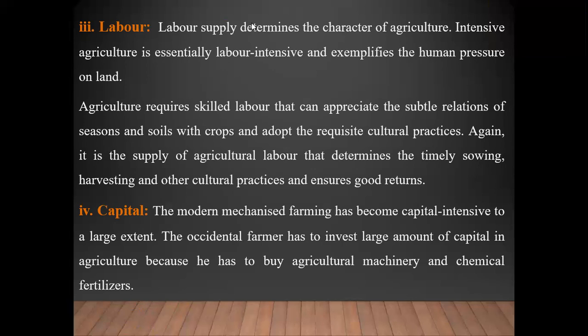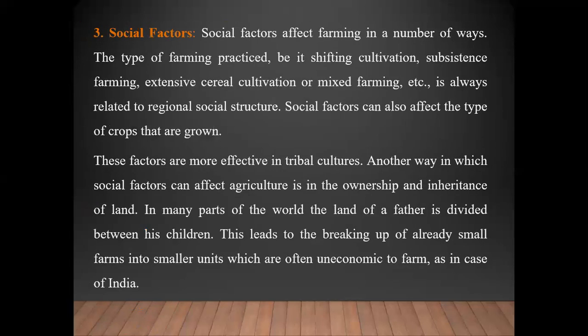The fourth is capital. Modern mechanized farming has become capital intensive to a large extent. The Occidental farmer has to invest a large amount of capital in agriculture because he has to buy agricultural machinery and chemical fertilizers. And the third factor impacting agriculture is social factors.